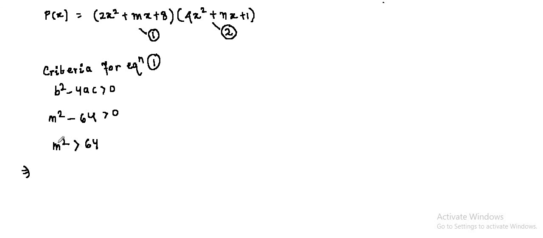From here, let's check at what values of m the square will always be greater than 64. When you split it, you will find that if m is less than −8 and 8 is less than m, in such cases, whatever values of m you take, m² will always be greater than 64. We can also plot this and verify.